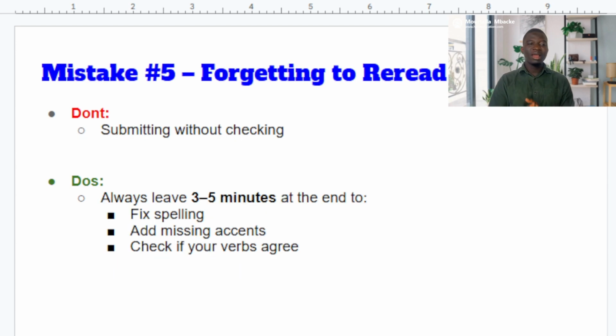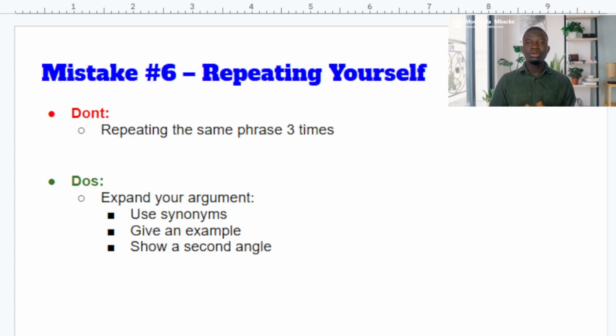Now mistake number 5, forgetting to reread. Before submitting, you have to spell check, you have to grammar check everything and vocabulary and see that you wrote everything correctly. Always leave 3 to 5 minutes at the end to fix spelling, add missing accents, check if your verbs agree with the noun. You know, in French, gender agreement, number agreement is a big thing, so you make sure that you have time to make those corrections.